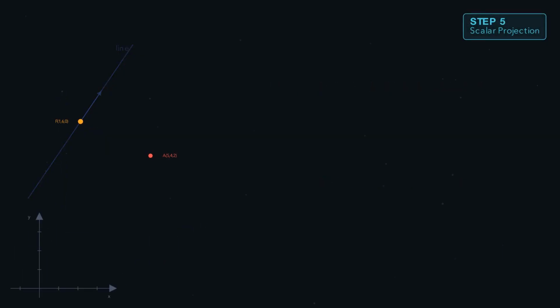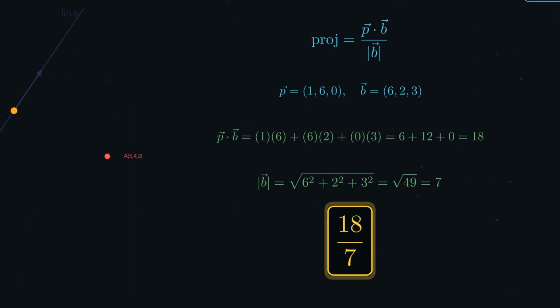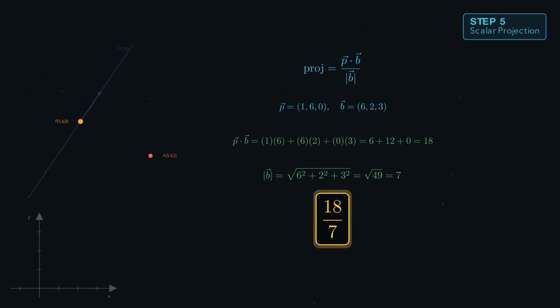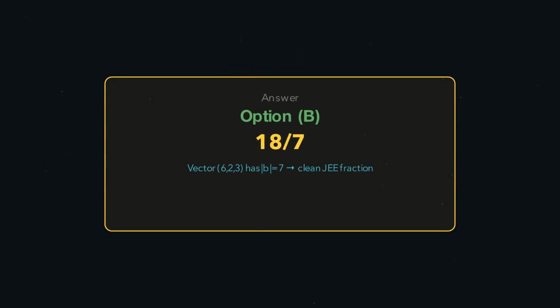The scalar projection of the position vector 1, 6, 0 onto 6, 2, 3 equals their dot product divided by the magnitude of the second vector. The dot product is 6 plus 12 plus 0, which is 18. The magnitude of 6, 2, 3 is root of 36 plus 4 plus 9. That's root 49, which is 7. So the projection is 18 over 7. The answer is option 2, 18 sevenths.